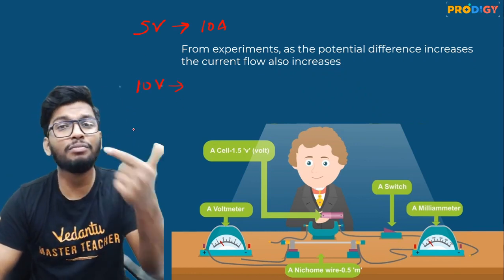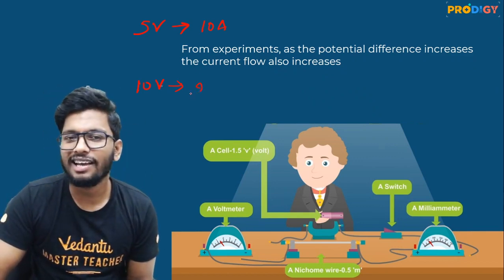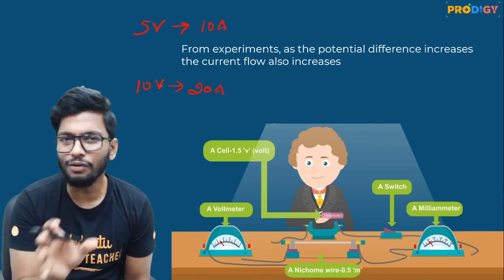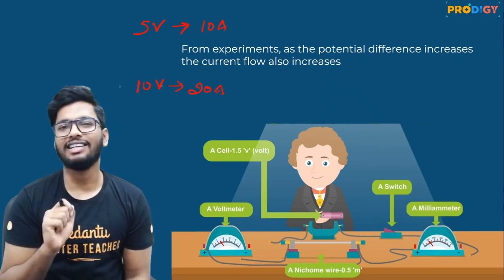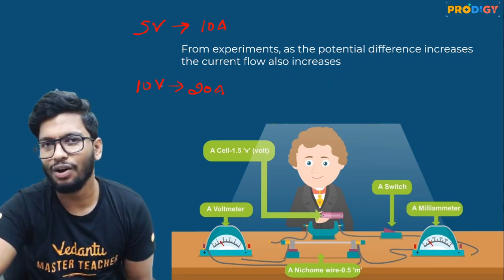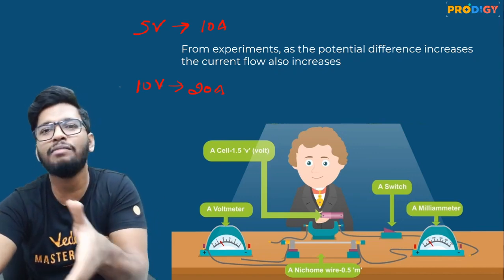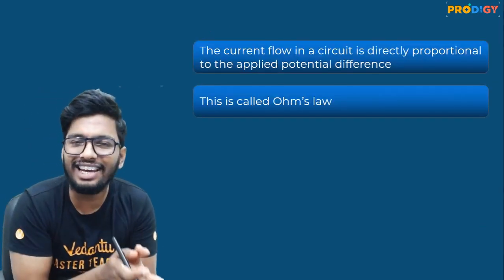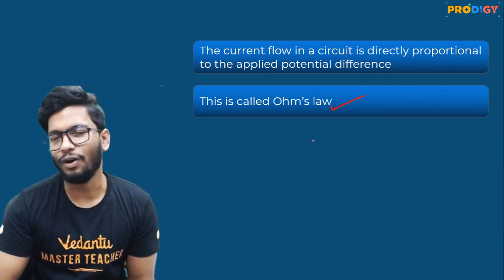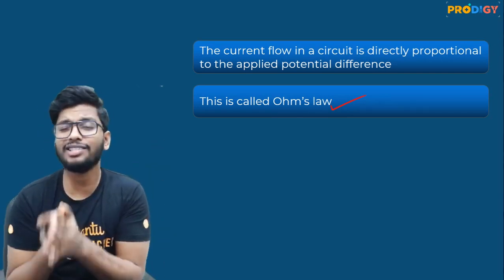Now what do you think would happen to my value of current? Would it increase? Would it decrease? Would it remain the same? It will also increase. It will become 20 amperes. So here's the thing guys, experimentally we have proven that when potential difference is increased, the current flowing through the circuit will also increase. There is a relationship between current and potential difference, and that relationship is what is shown by Ohm's law. As simple as that.